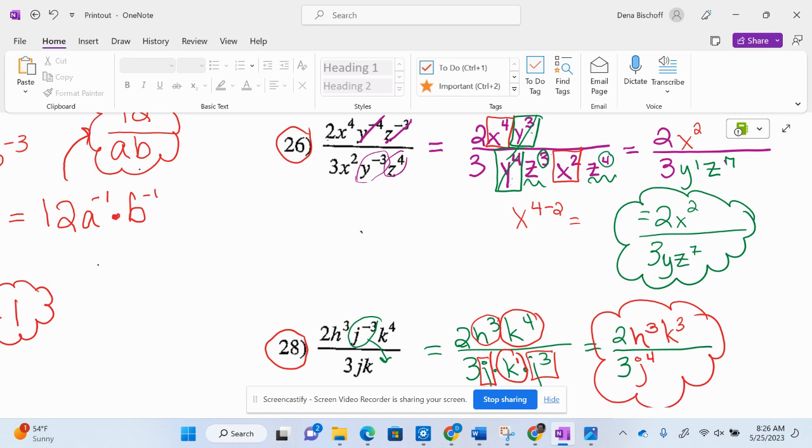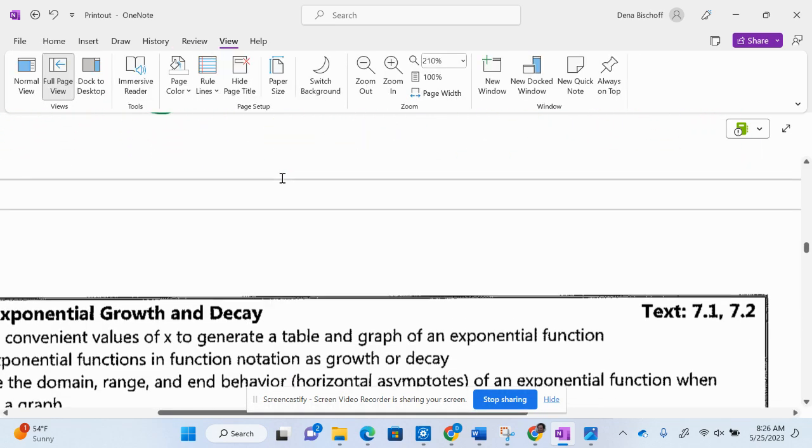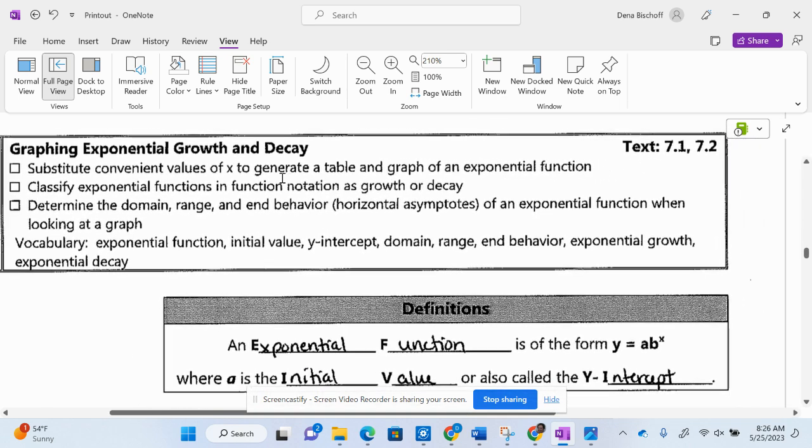So I filled in all of the words on the next 2 pages because I wanted to be able to kind of zip through them. So these are all the rules for exponents. All of the rules for exponents. You got it, Peyton? Okay. So next we're going to talk about exponential functions.